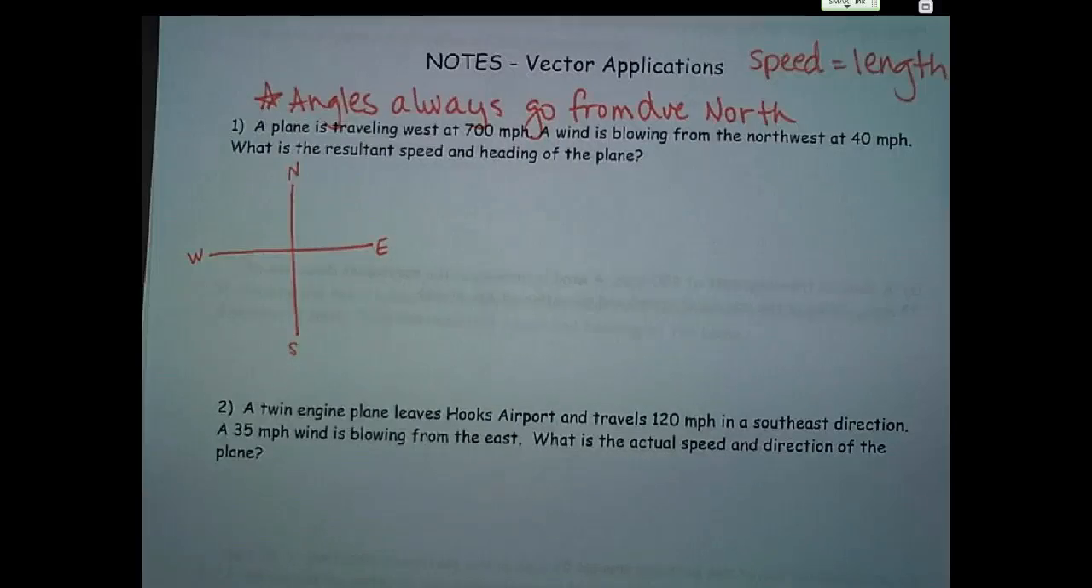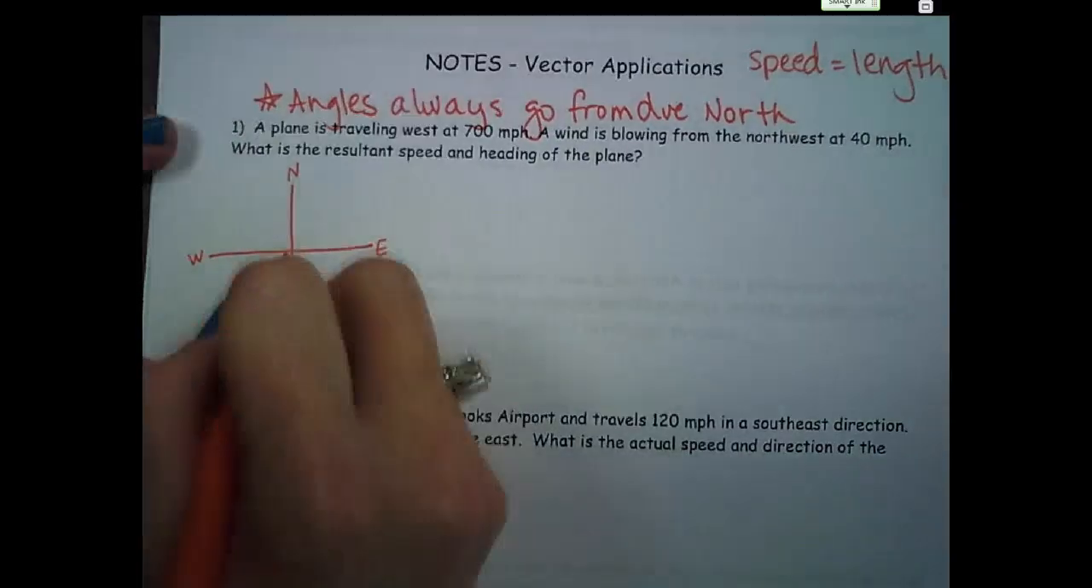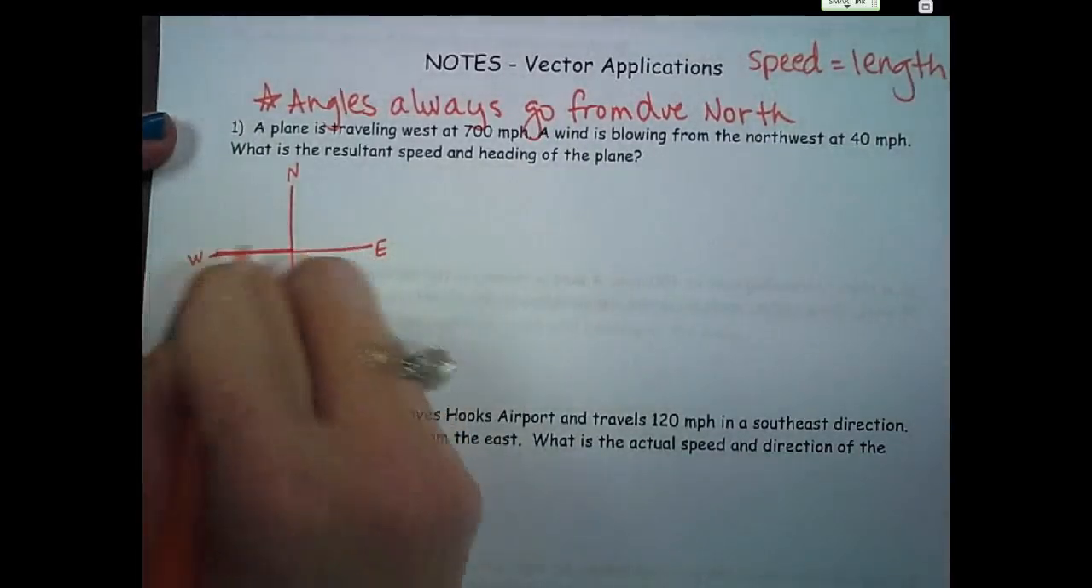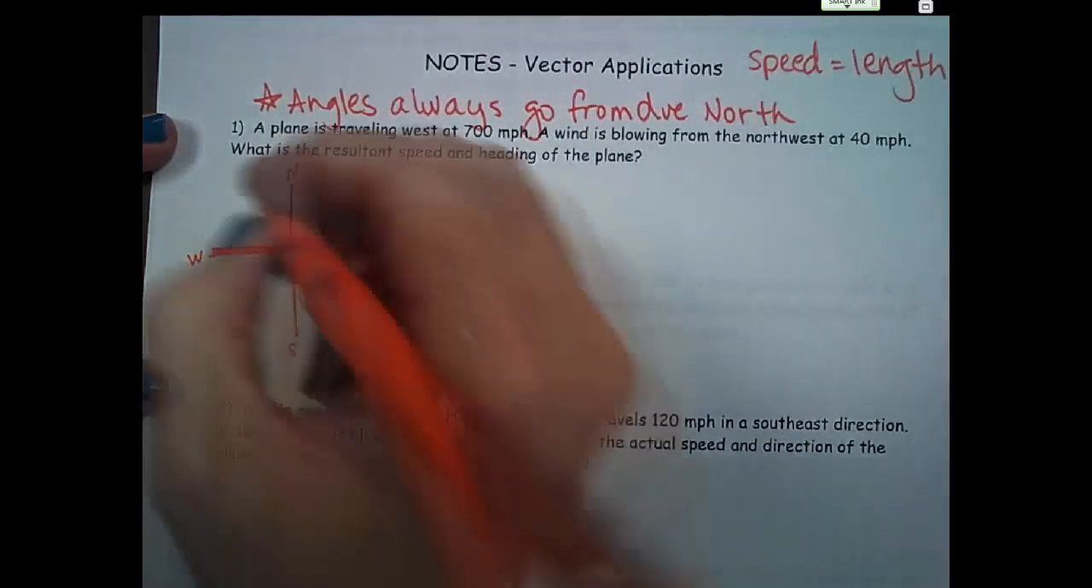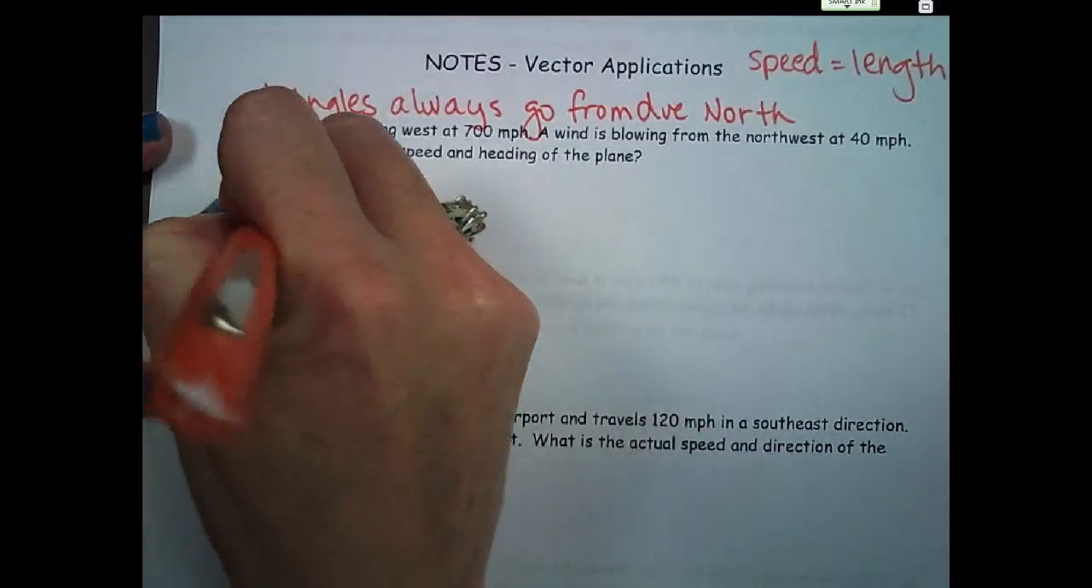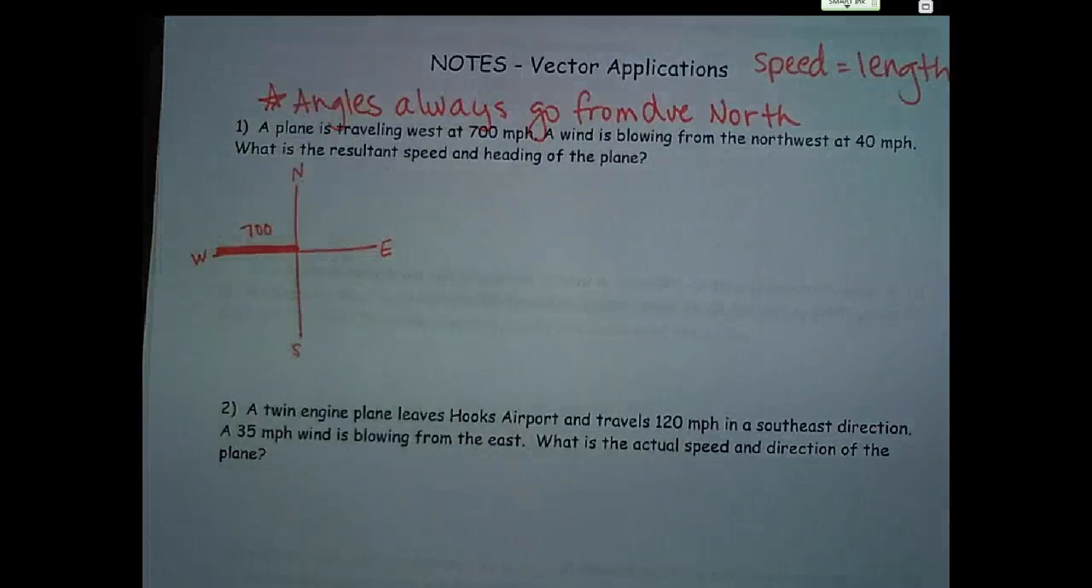It says a plane is traveling west at 700 miles per hour. And if you know the speed, you also know the length. That's what that's saying. So I'm going to travel west. Well, that's easy. If I'm at the center of something and I'm going to travel west, which way am I going to go? To the right. So with a kind of thick line, draw your airplane. Here it is. And the distance is 700 because speed is the same as length.